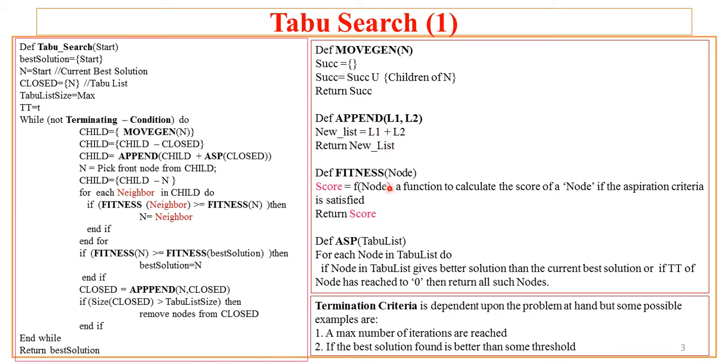Now what about the fitness function? The fitness function takes a node and uses some function which has certain aspiration criteria. That node is evaluated based on the aspiration criteria, and that is stored in score, and that score is returned.